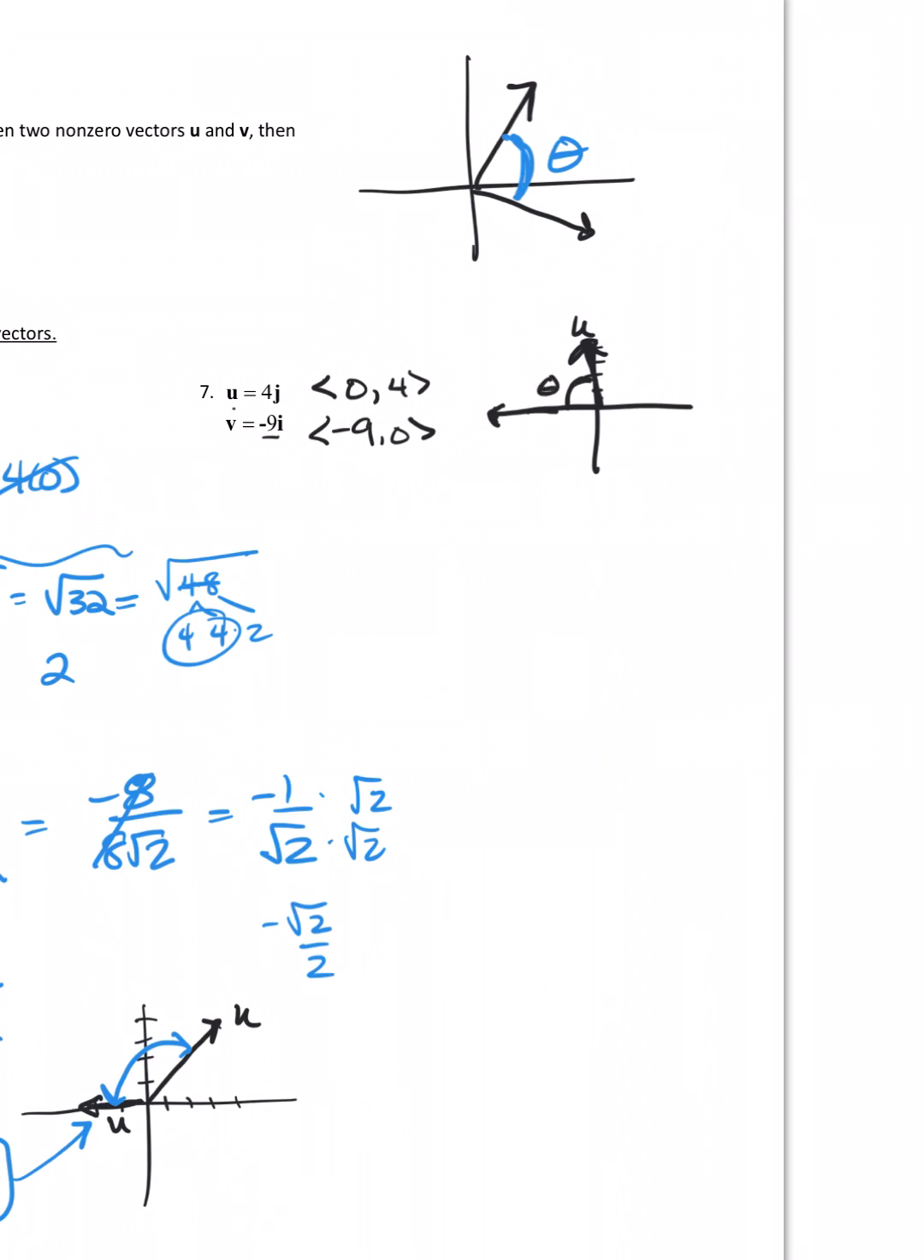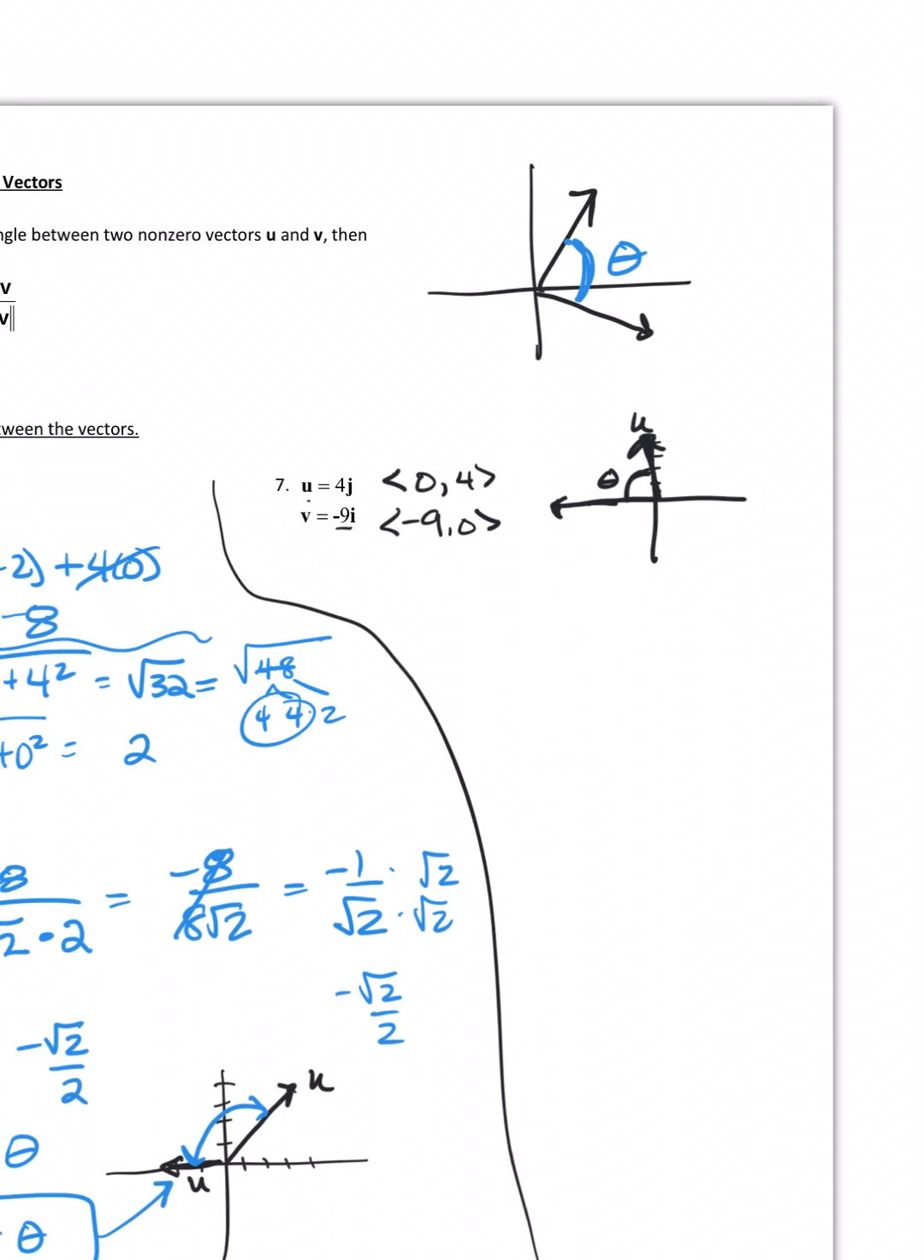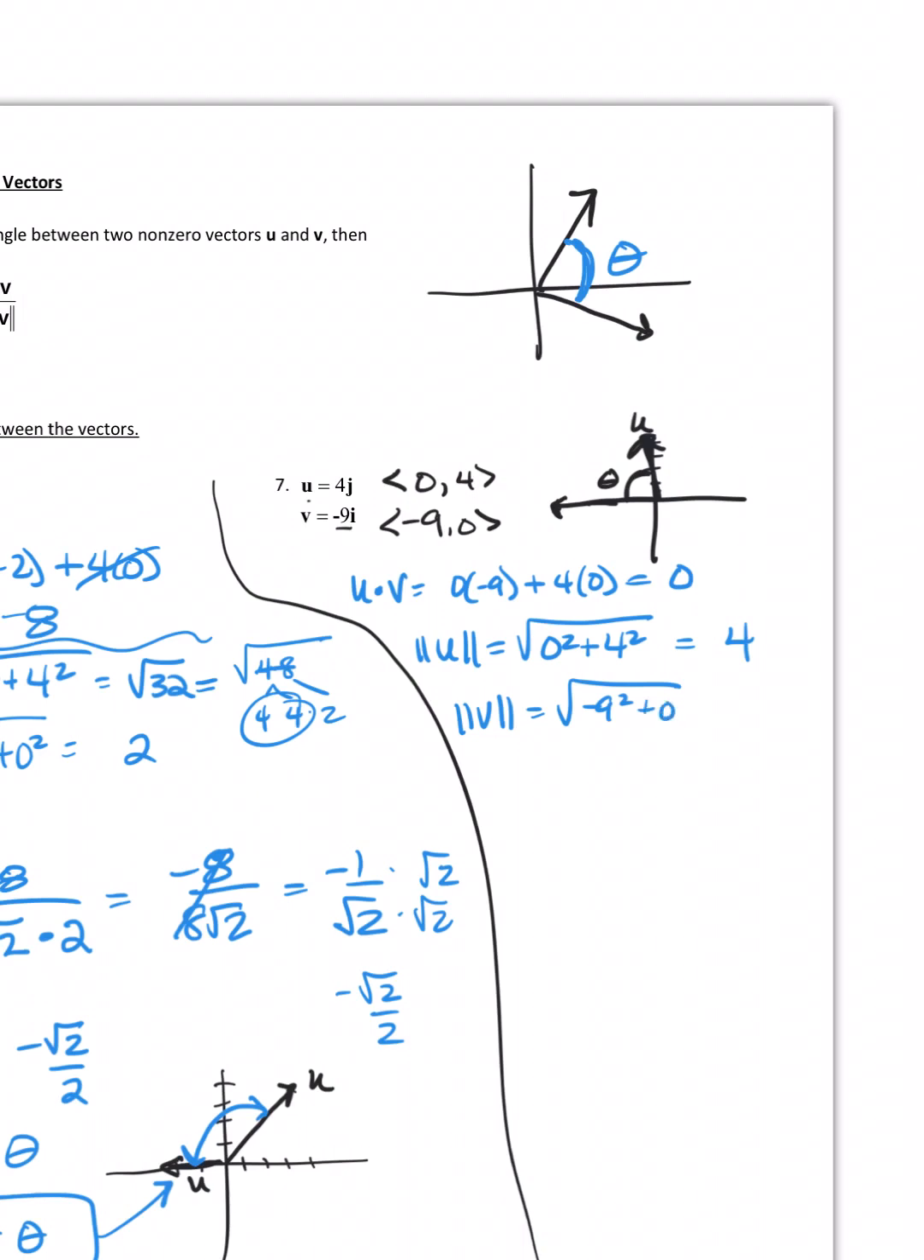Can you predict what that would be? Looks like a right angle, doesn't it? Well, let's just see if we run through the math if it turns out to be a right angle. The first thing we have to do is the dot product of u times v. So when I multiply these, I have 0 times negative 9 plus 4 times 0. Well, that's just 0, isn't it? The magnitude of u is 0 squared plus 4 squared, which gives me a 4. The magnitude of v is negative 9 squared plus 0, and when I take the square root, I get a 9.